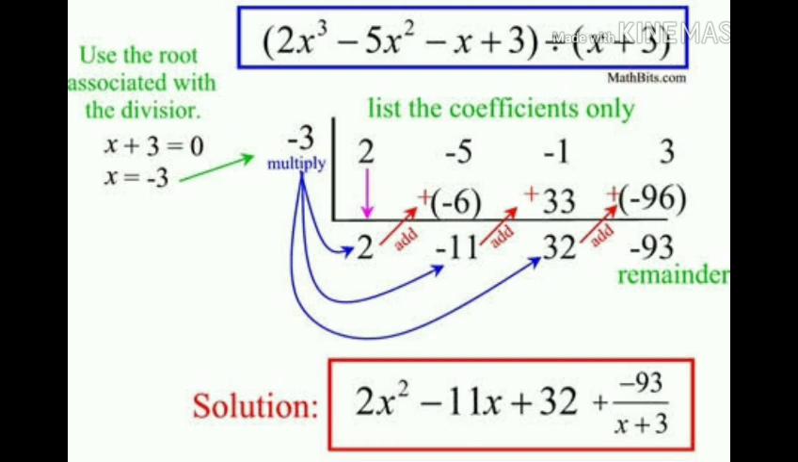And now you will start arranging your final answer, which is 2x squared minus 11x plus 32 plus negative 93 over x plus 3. Your final answer will just look like that only if you have a remainder. But for example, let's say that you don't have the remainder negative 93. So your final answer would be 2x squared minus 11x plus 32. And that is how you divide polynomials using the synthetic division method.